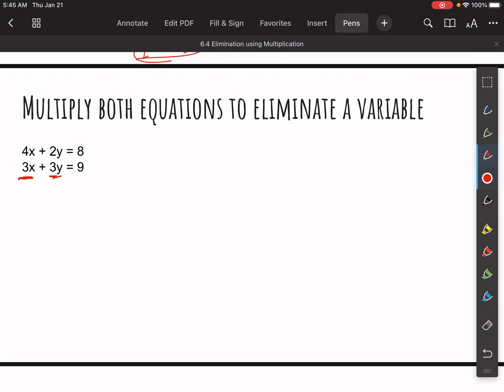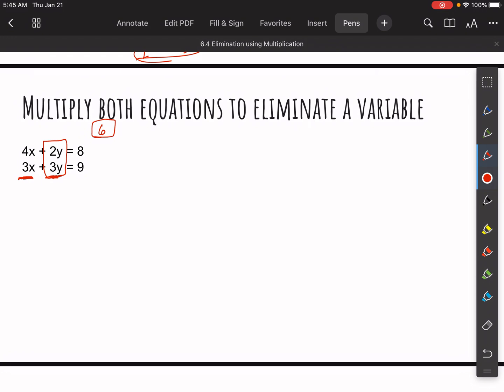So if I want to eliminate, in this case, since they're smaller numbers, I'm going to eliminate y. If I want to eliminate y, the number that 2 and 3 both go into is whatever 2 times 3 is. So 2 times 3 is 6. I want my y's to be 6.